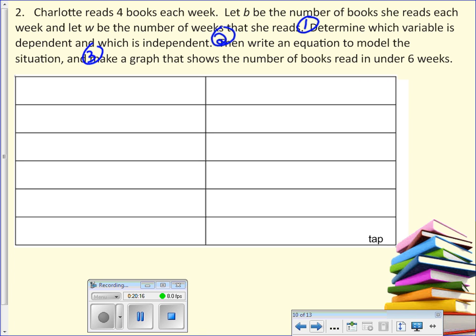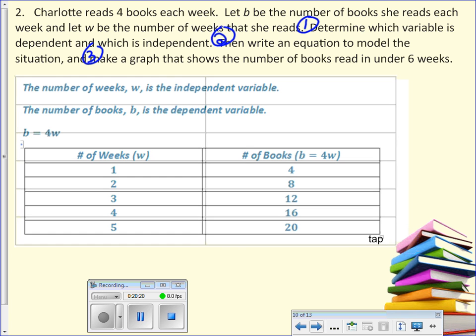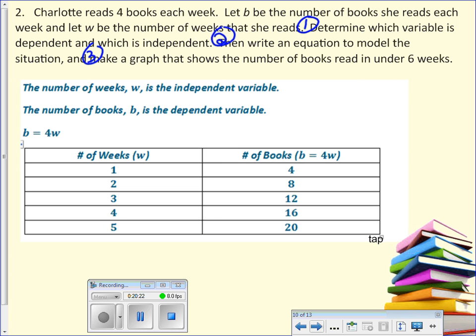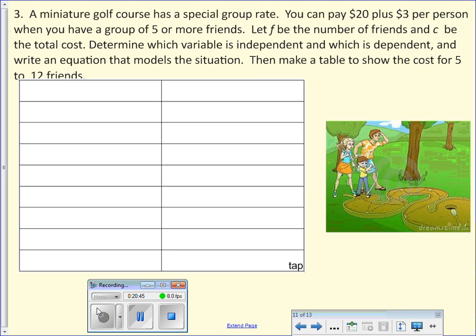So you worked on this on your own. Why does it say to tab? Nope, because I have the answers there. All right, so the number of weeks, W, is your independent variable. Your number of books, B, is the dependent variable. Your equation is B equals 4W. I would have written 4W equals B. It means the same thing, but we're that whole left to right thing. All right, so let's take a look at the next one.